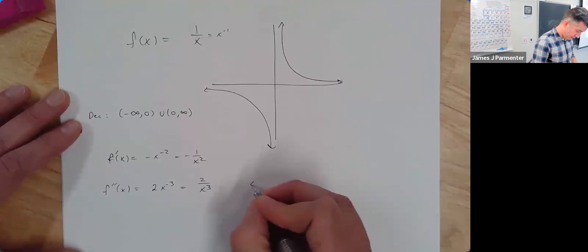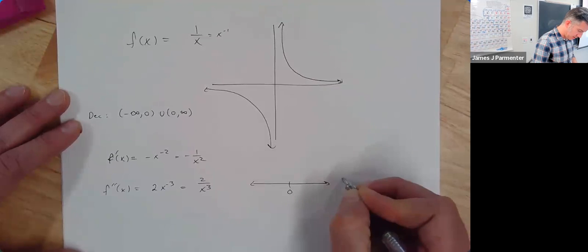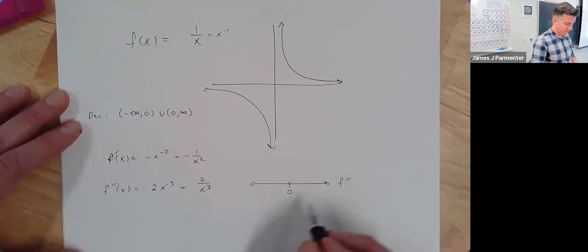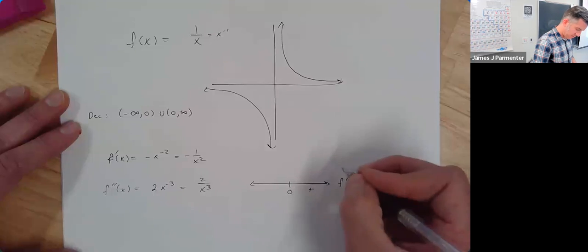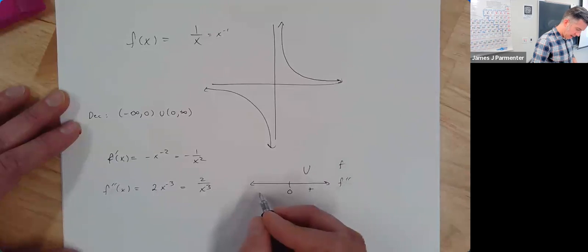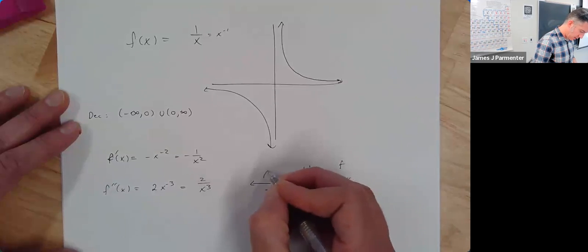And if we plug in 0 to our second derivative sign chart here, we can for sure see that if x is larger than 0, my second derivative is positive, my function is concave up. And if x is less than 0, my second derivative is negative, so concave down.